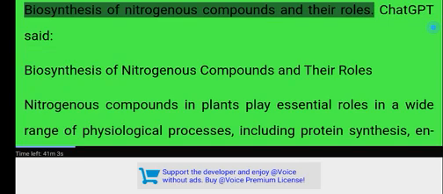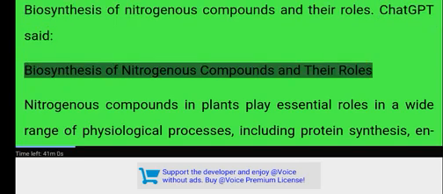You said: Biosynthesis of nitrogenous compounds and their roles. ChatGPT said: Biosynthesis of nitrogenous compounds and their roles.